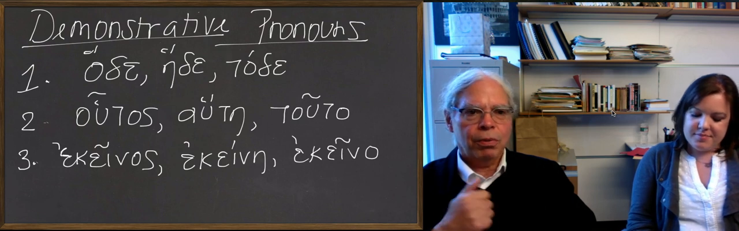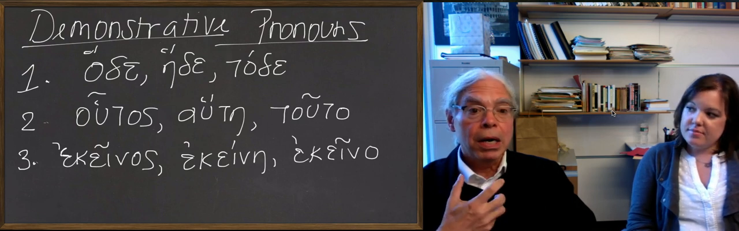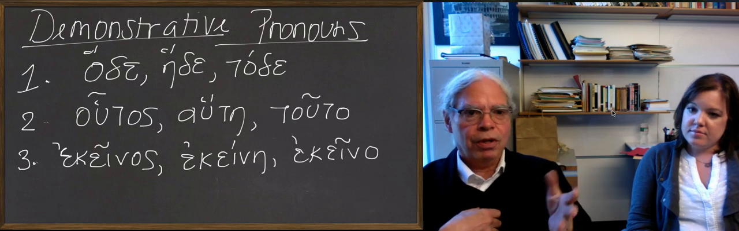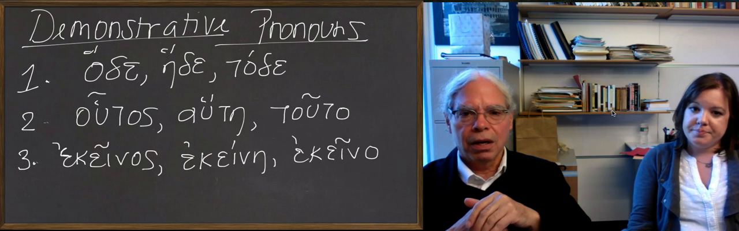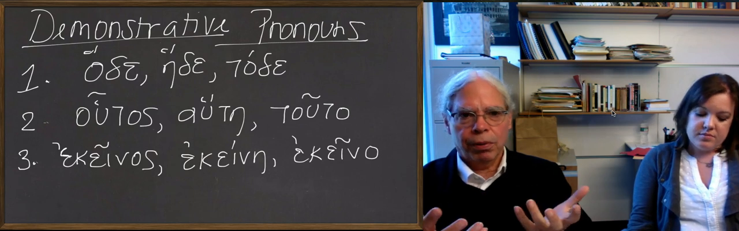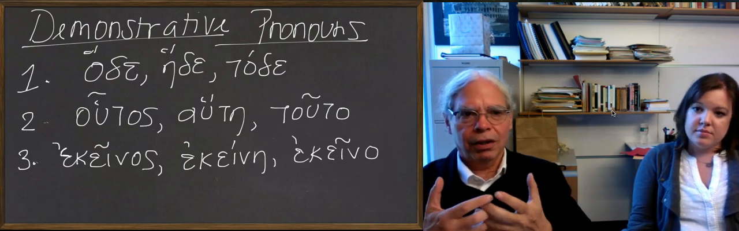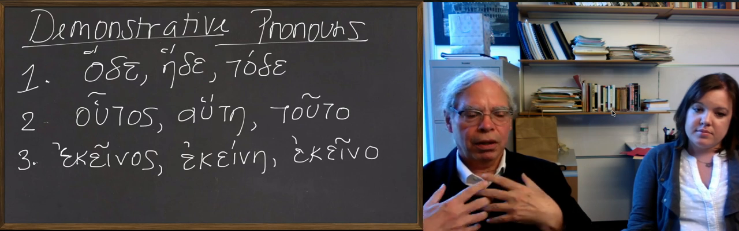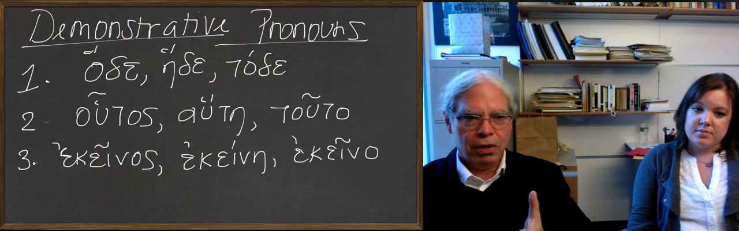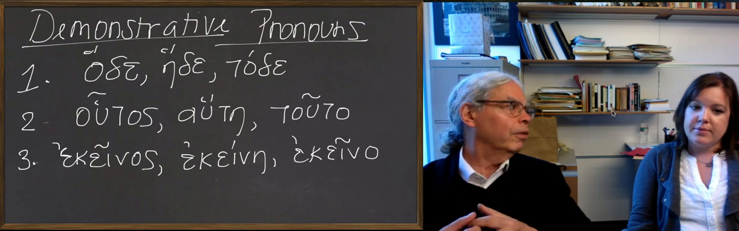It means, in other words, hode really means this of mine, houtos means this of yours, and ekenos means that of the third person, of his or hers or its, okay? Those are the implicit meanings. It's good to know what they are, okay? But you're going to always find that hode is used of something that a speaker is talking about as near to him or herself, okay?